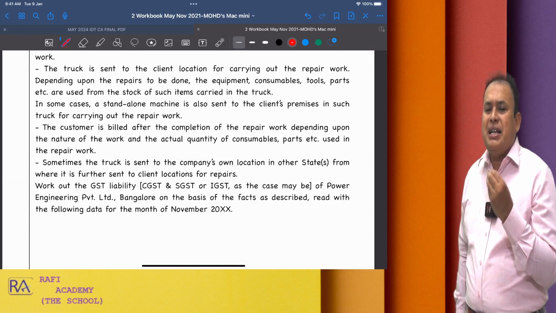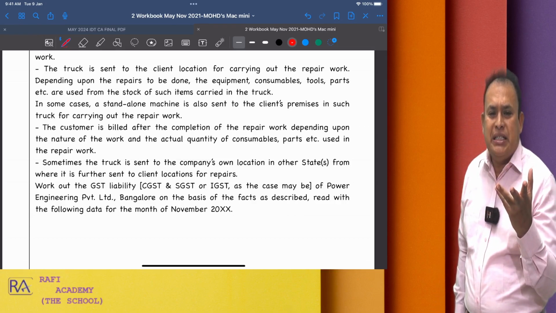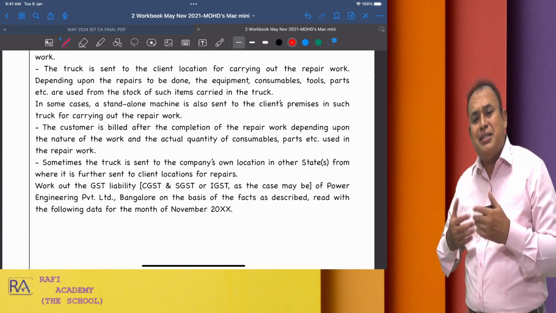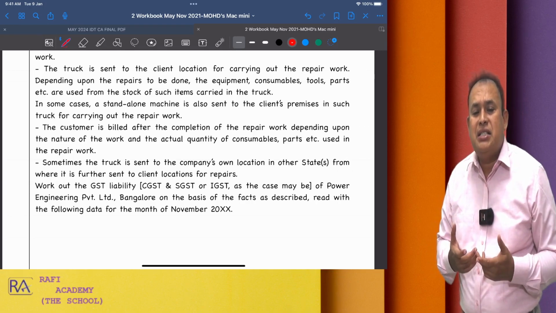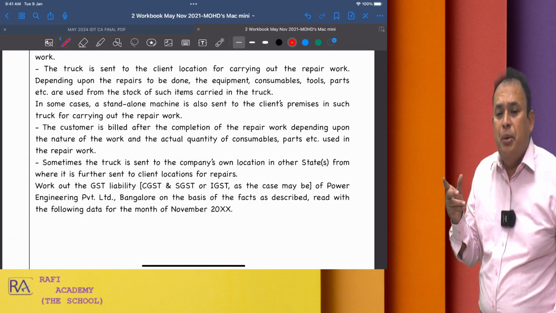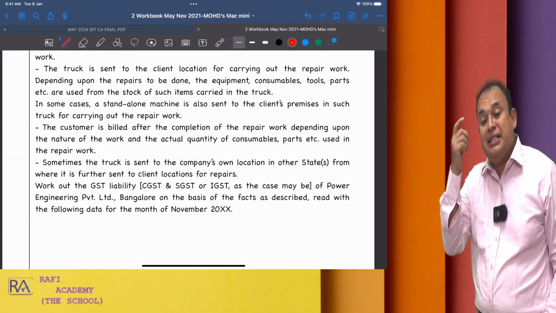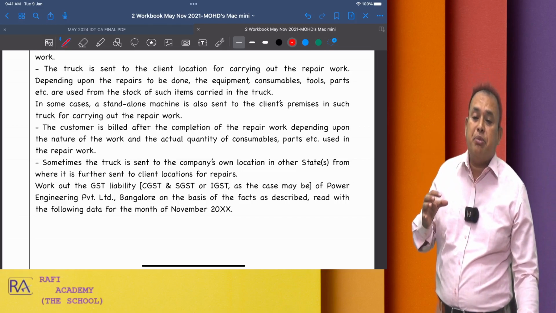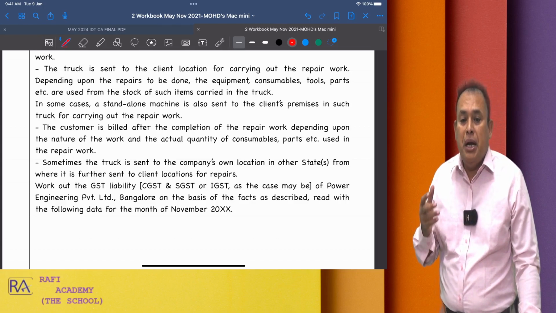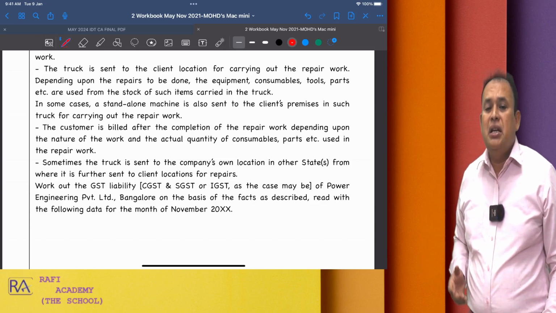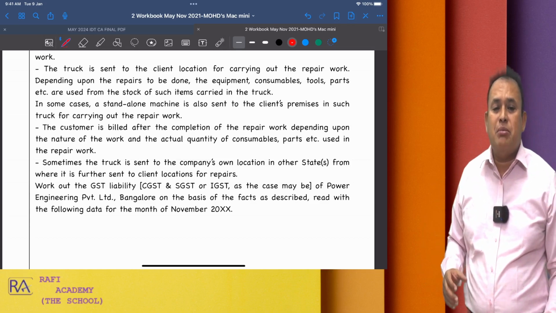Sometimes the truck is sent to the company's own location in other states, from where it is further sent to client locations for repairs. Work out the GST liability, namely the CGST, SGST or IGST as the case may be, of Power Engineering Private Limited, Bangalore, on the basis of the facts as described, read with the following data for the month of November.